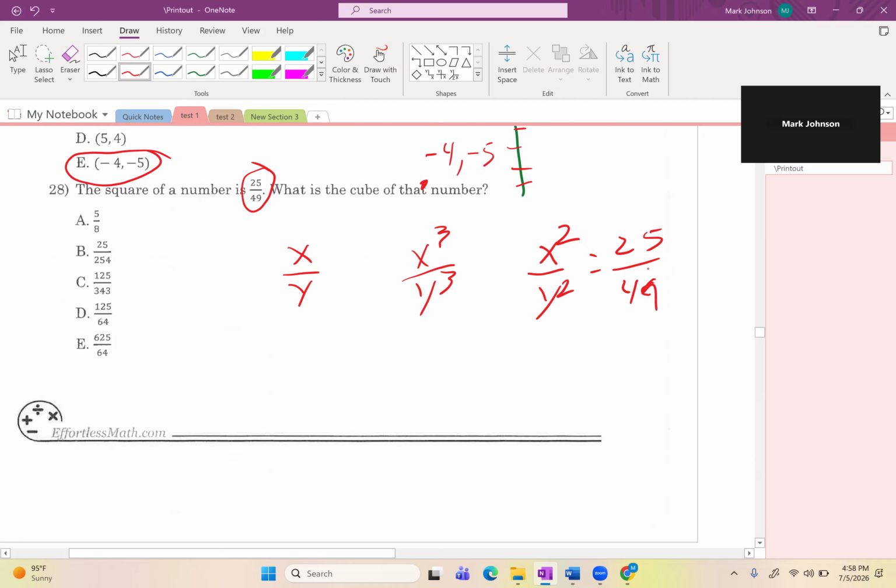So let's take the square root of these. The square root of 25 is 5. The square root of 49 is 7. So x over y is 5/7. So now we've got to cube that. So 125, 5 cubed, and 343, 7 cubed. See.